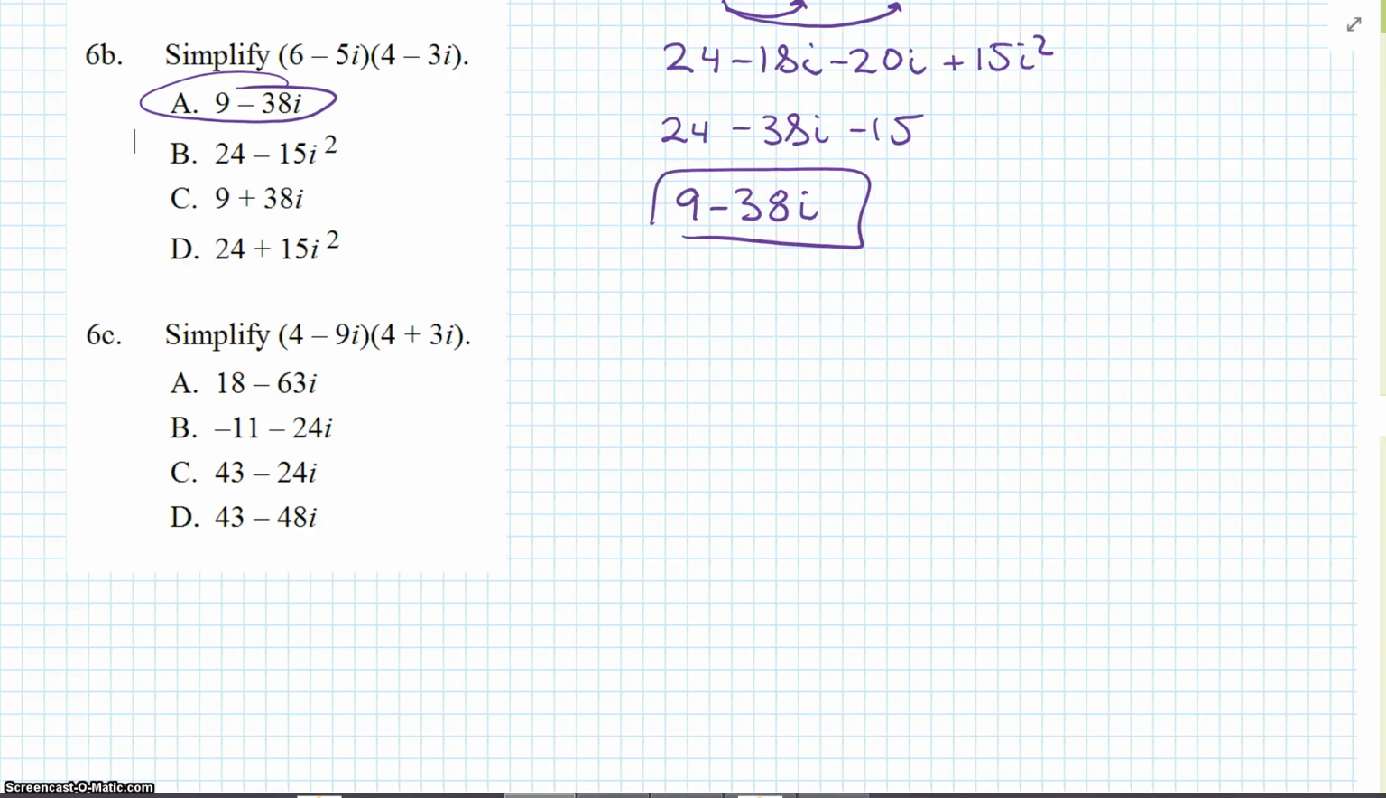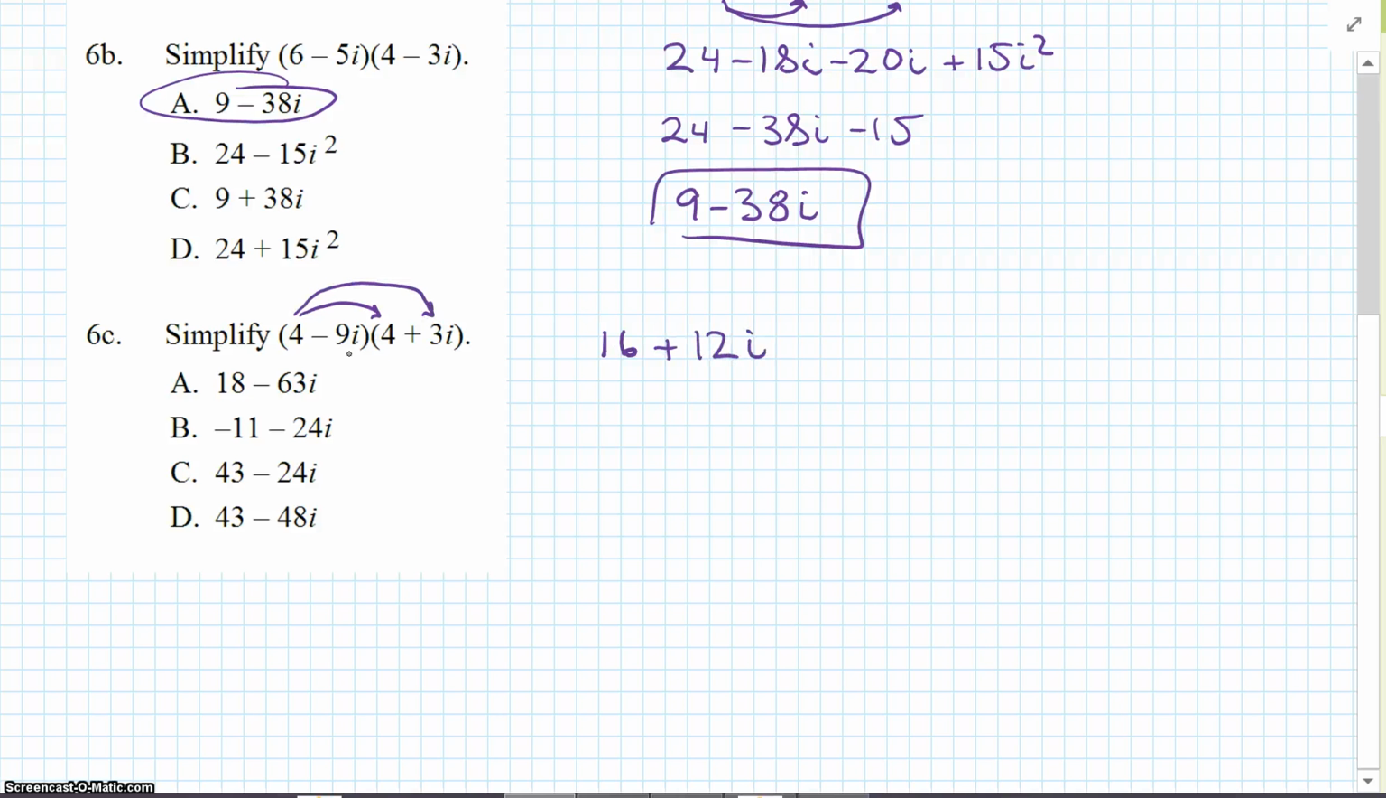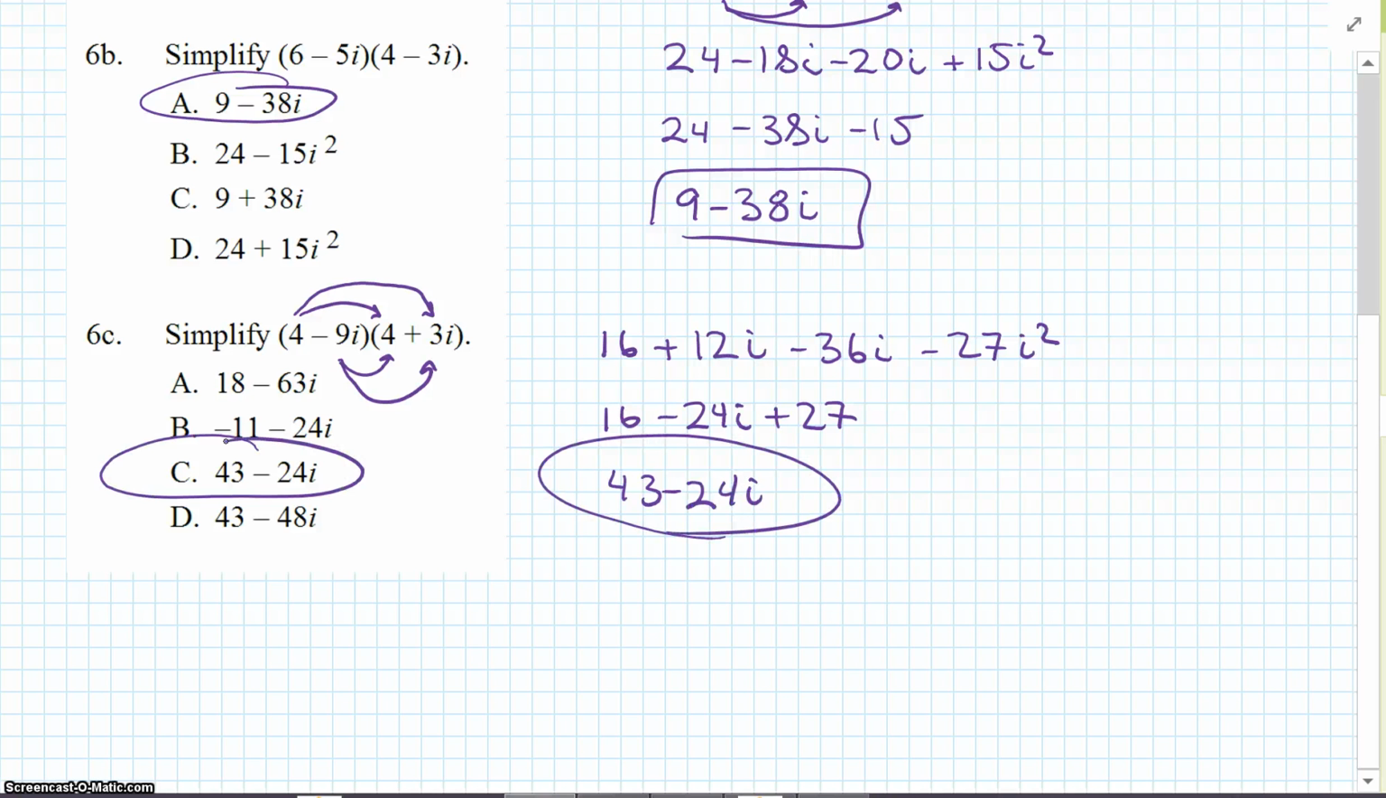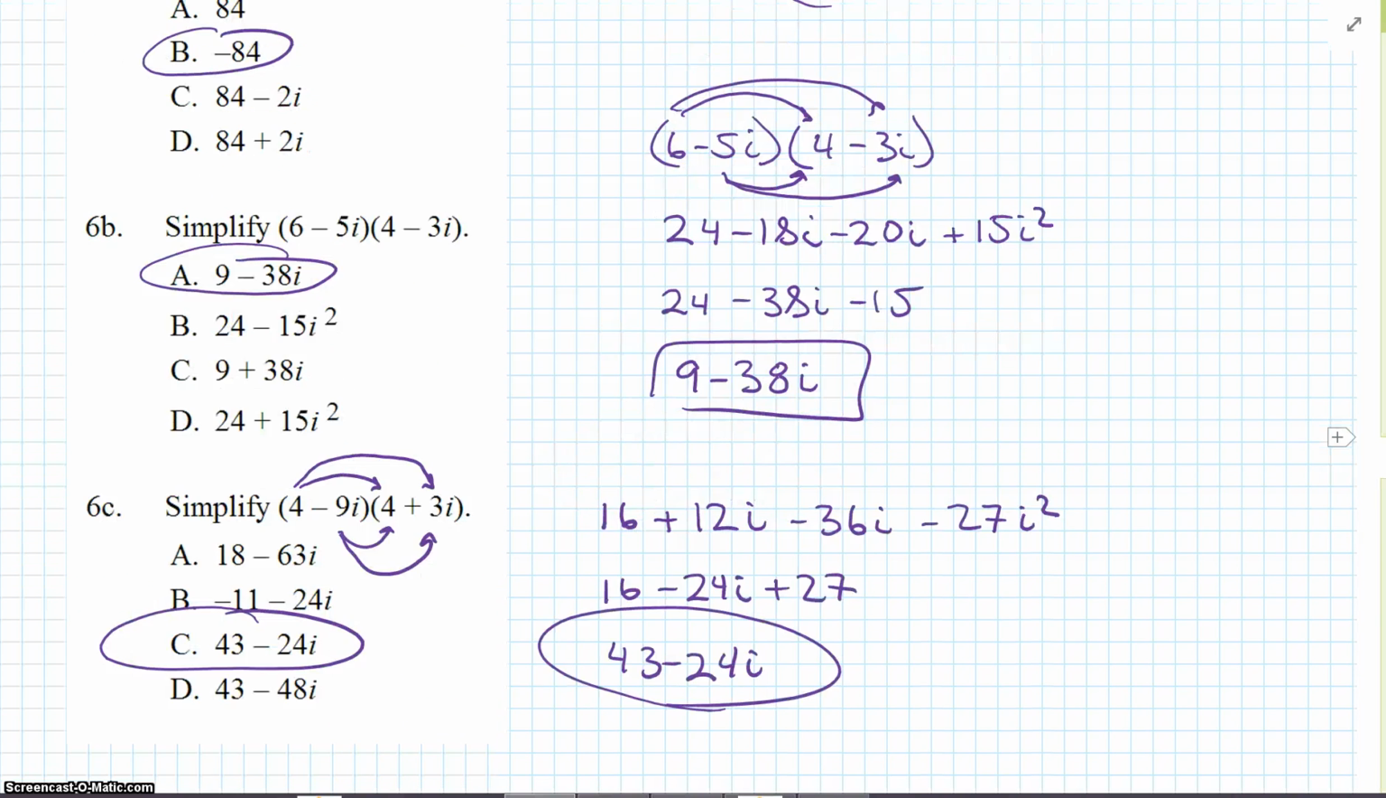6C, simplify, okay. 4 times 4 is 16. 4 times 3i is 12i. Negative 9i times 4i is negative 36i. And negative 9i times 3i is going to be negative 27i squared. So it's going to be 16 minus 24i plus 27. Remember, the i squared becomes negative. So 16 plus 27 is 43. So it's going to be 43 minus 24i. Okay, moving on.